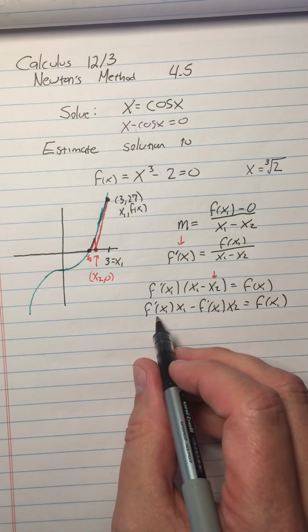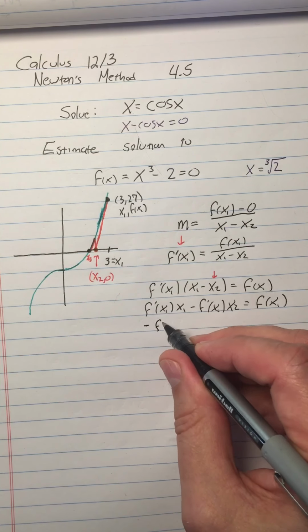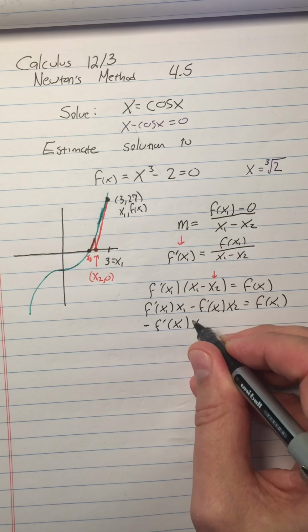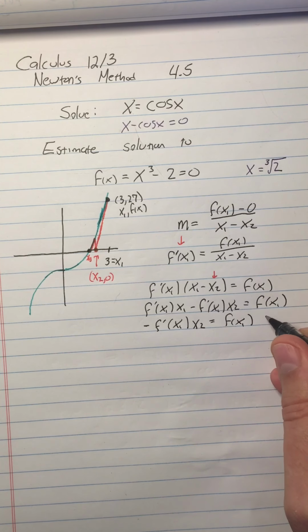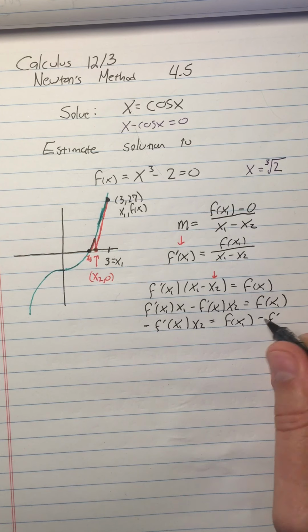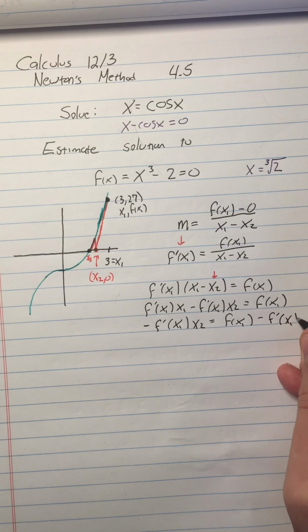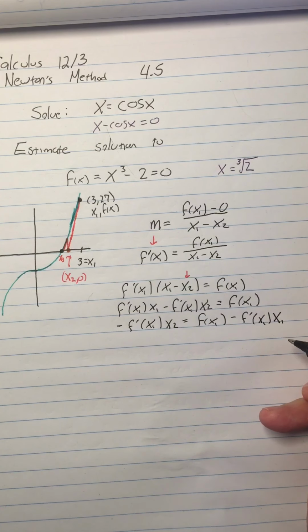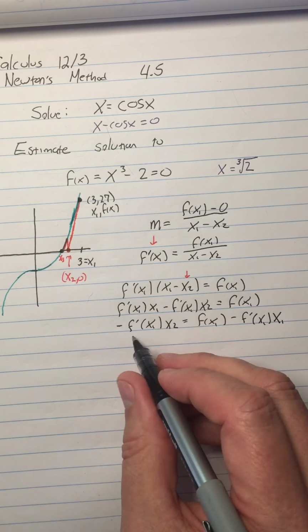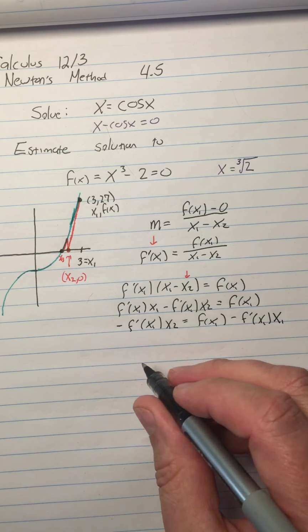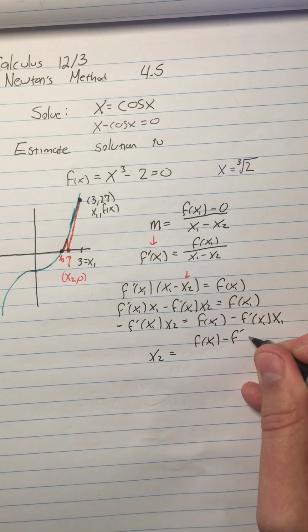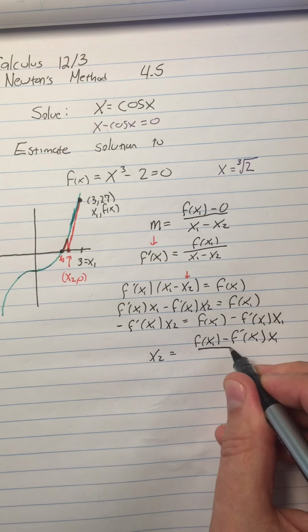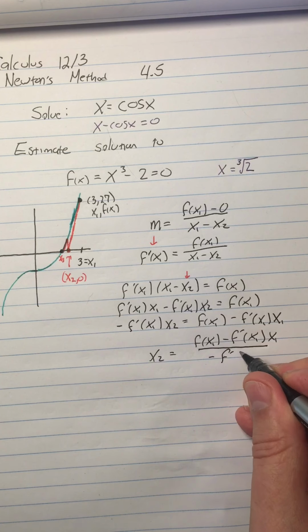We're solving for x2, so we're going to put this term on the other side. So we're going to have negative f prime of x1 times x2 equals f of x1 minus, which one am I moving? I'm moving this one, f prime of x1 times x1. And then we just have to divide by negative f prime of x1. So then we have x2 equals f of x1 minus f prime of x1 times x1, over negative f prime of x1.